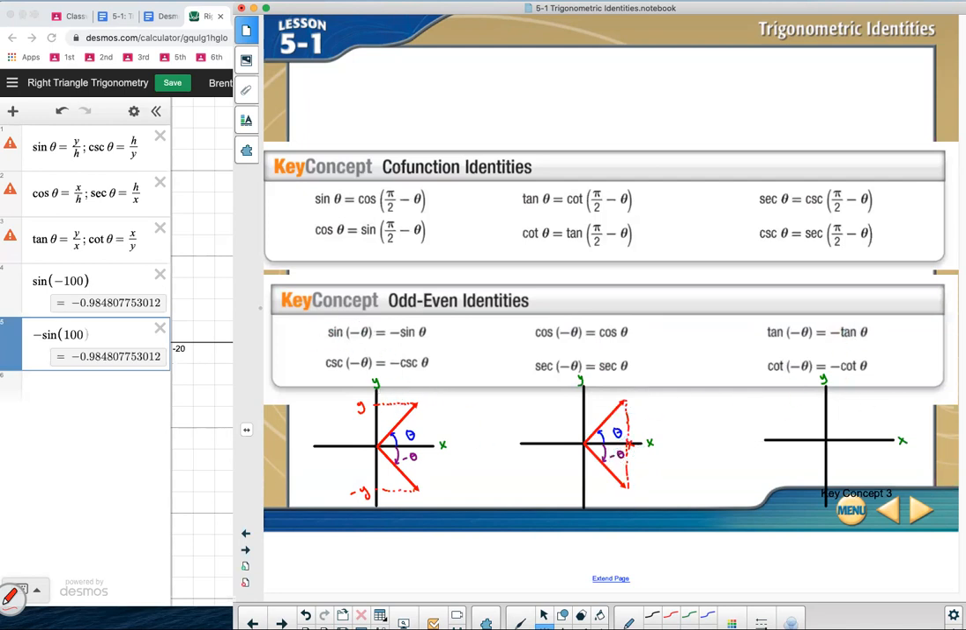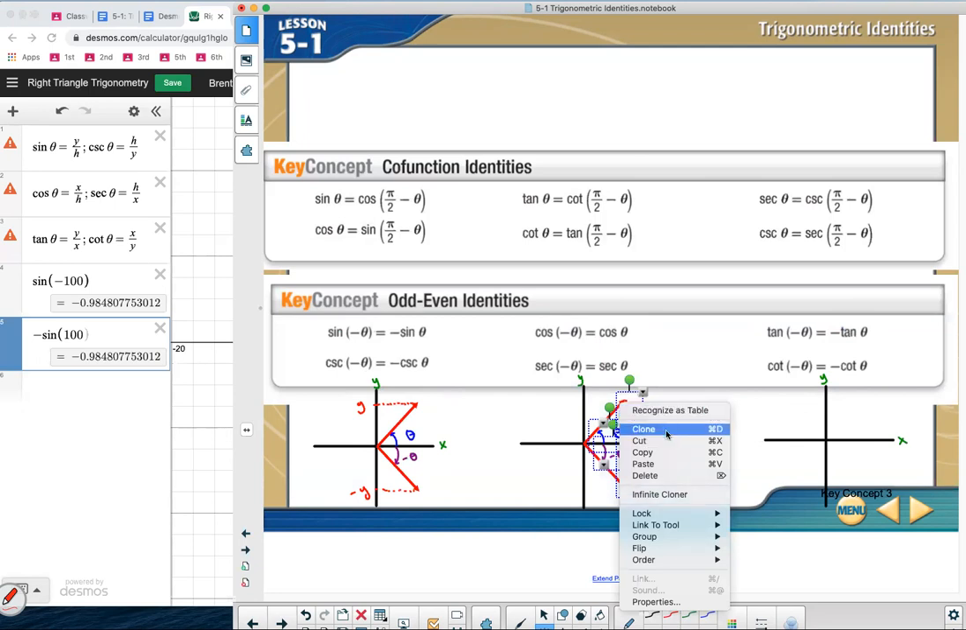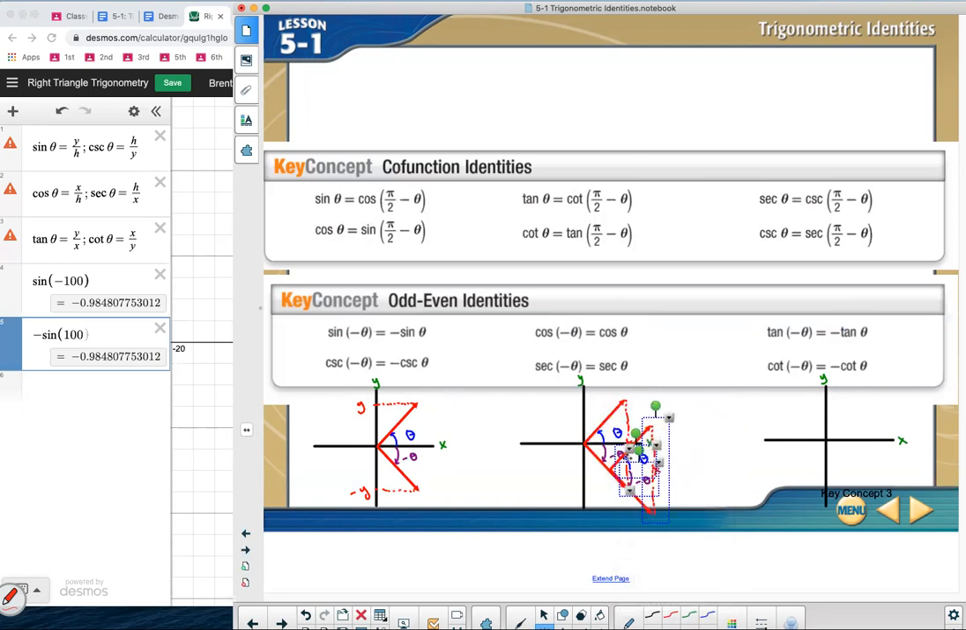Tangent is like sine. It's odd. Tangent is y's divided by x's. So the x's stay the same, but your y's switch signs just like sine. So for that reason, tangent is just like sine.